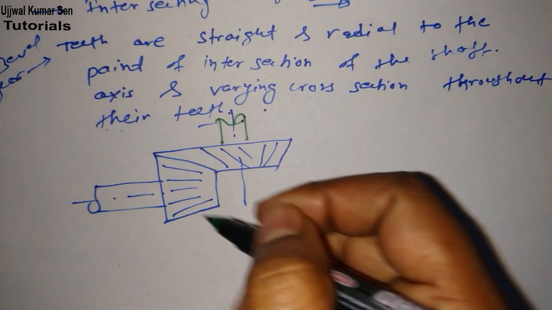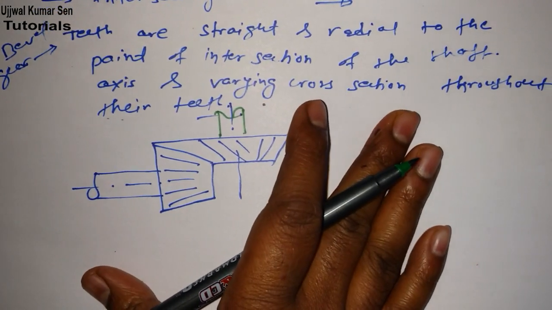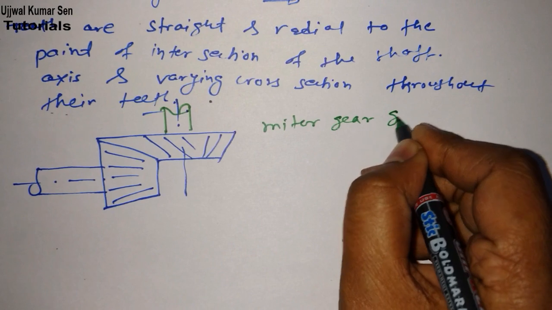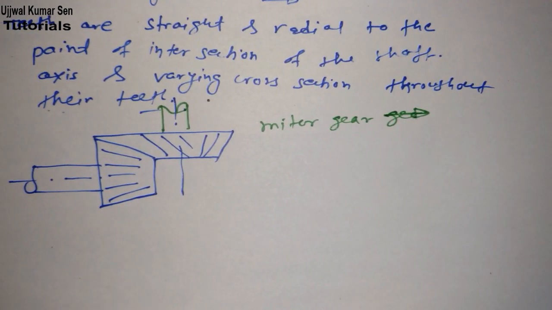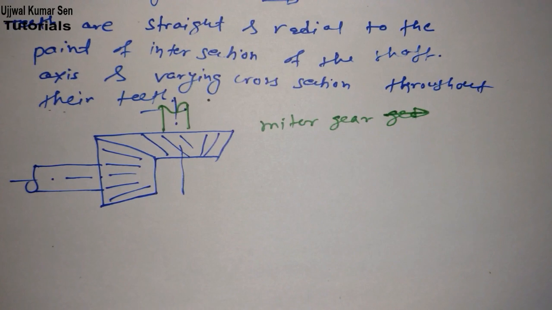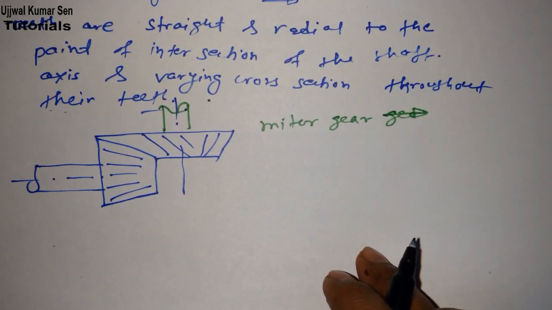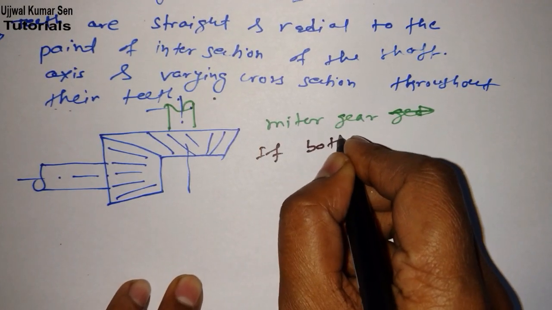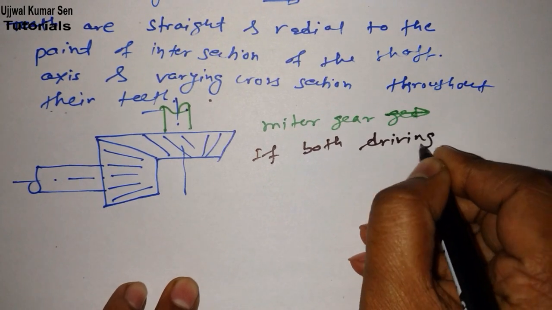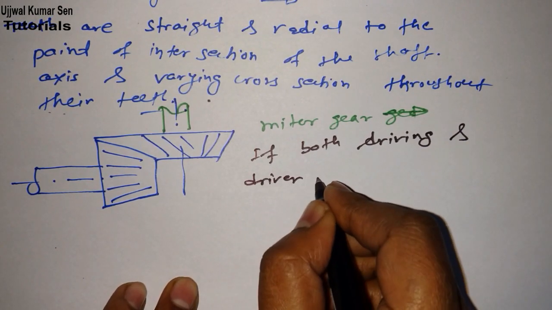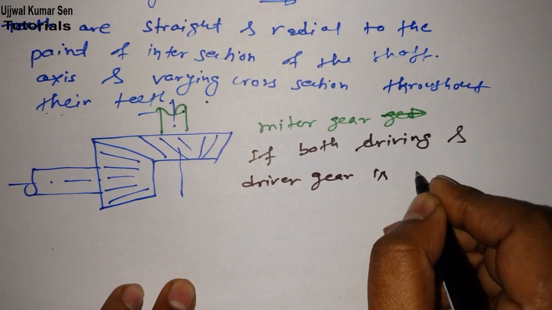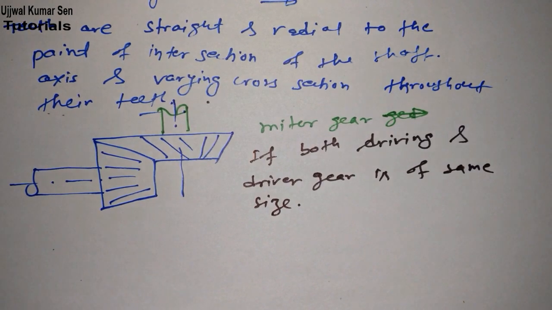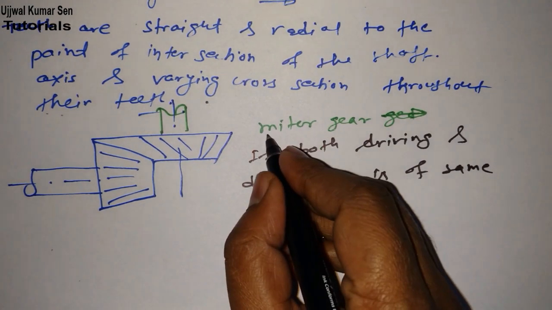So what is happening here, as I have already shared with you its definition, right? Now we'll go for the next gear, that is mitre gear. So basically what is mitre gear? What is the definition of mitre gear? We need to understand about it. So the definition of mitre gear is here: if both driving and driven gear are of the same size, it is known as mitre gear.